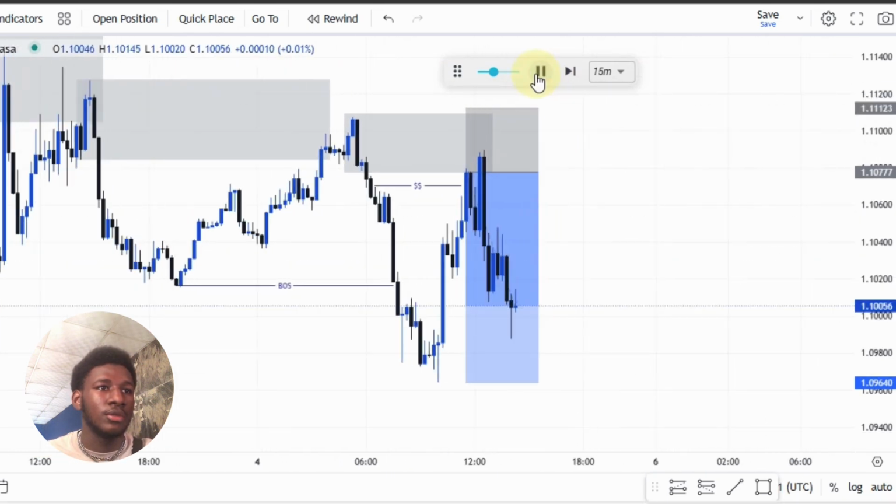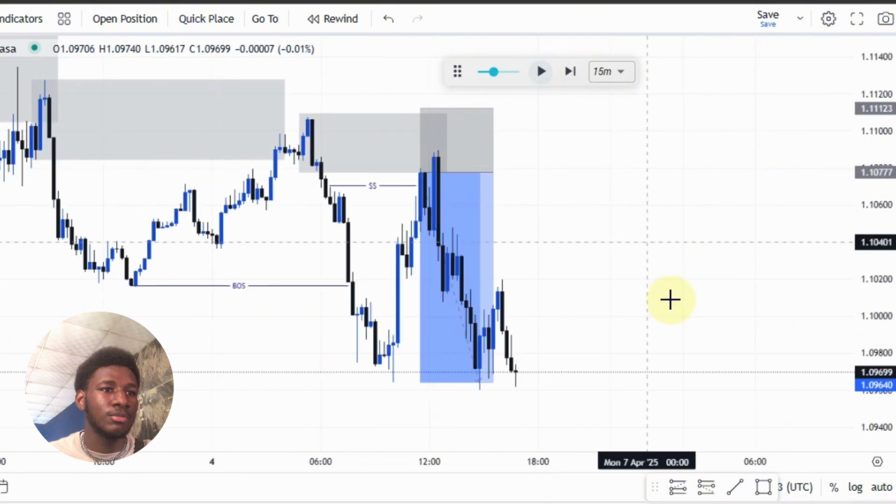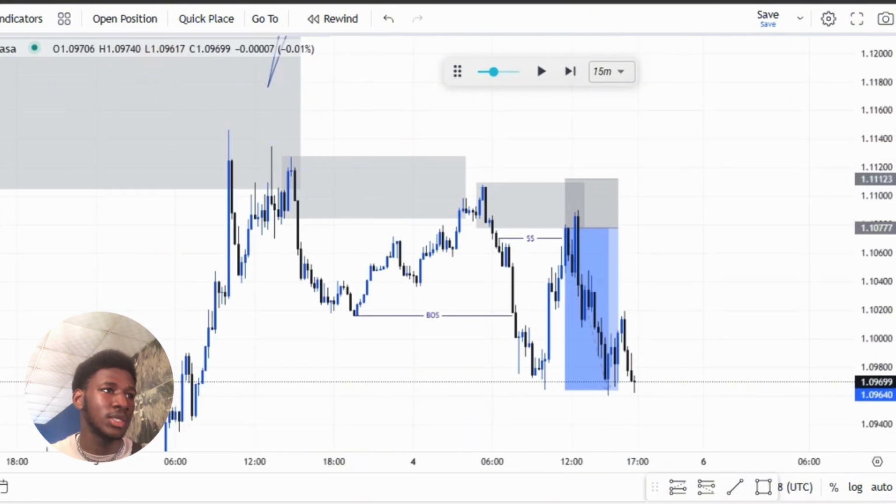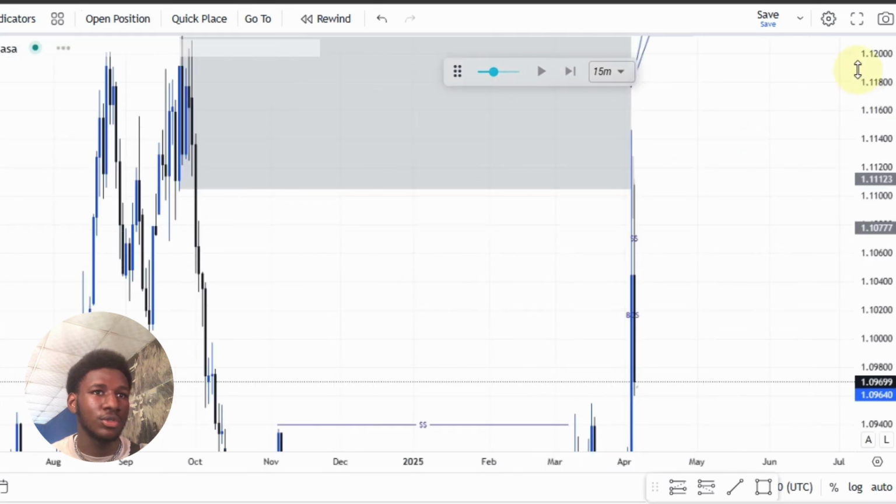So, retracing, and boom, my TP got hit, guys. So it was a fairly straightforward trade. I'm just going to take it again from the daily time frame so you guys can see.